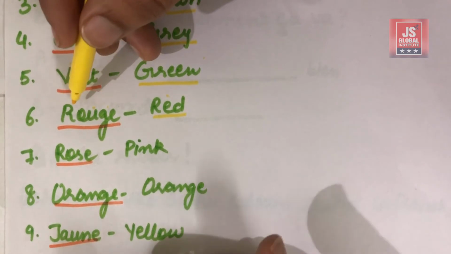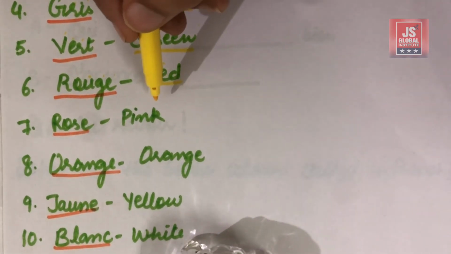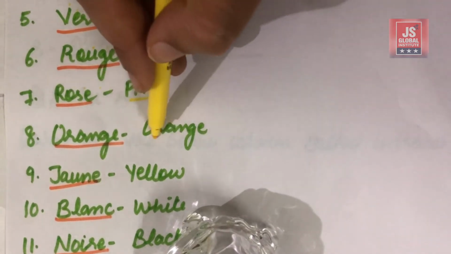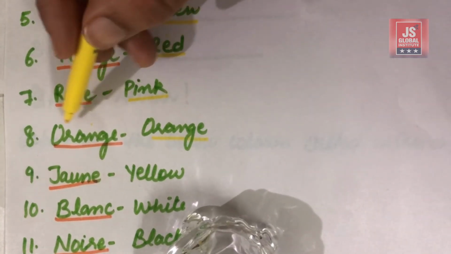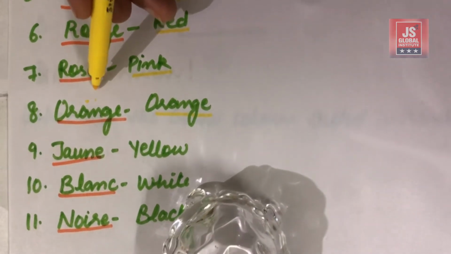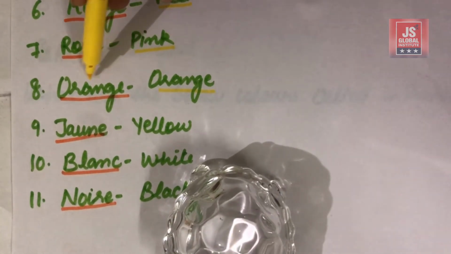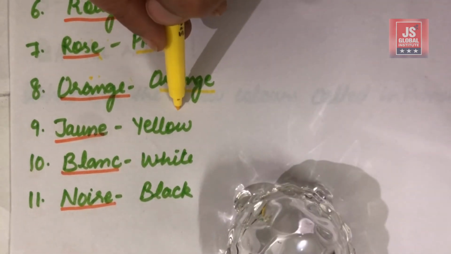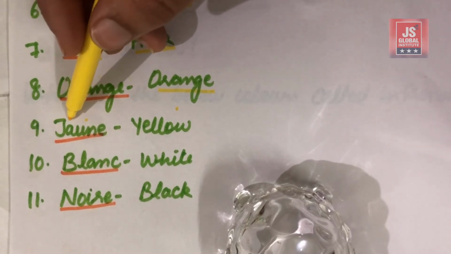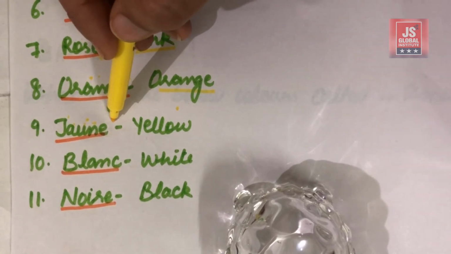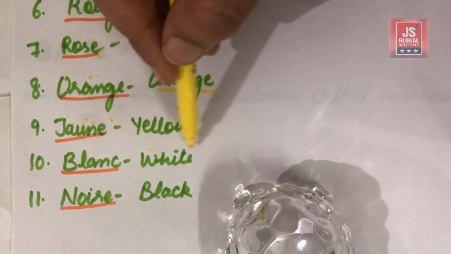R-O-U-G-E. Rouge. Alright. What is pink called in French? Rose. R-O-S-E. Rose. What is orange called in French? Orange. Spellings remain the same. Okay. So what is the pronunciation for orange in French? That is orange. Alright. What is yellow called in French? Jaune. J-A-U-N-E.